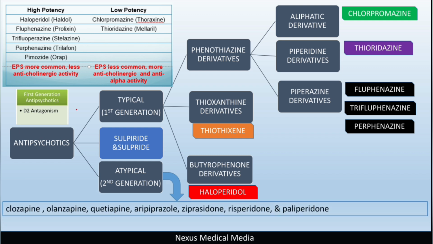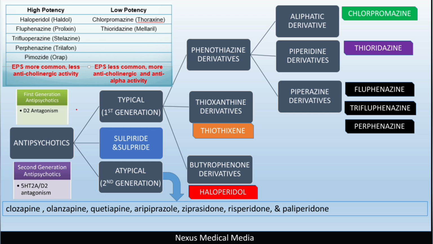The next group is atypical. The atypical antipsychotics, the mother of all is clozapine. Other drugs you get there are olanzapine, quetiapine, aripiprazole, ziprasidone, risperidone, paliperidone, and many more. These second generation drugs mainly inhibit D2 and 5-HT2A, so it's serotonin. Second generation antipsychotics are more likely to cause metabolic syndrome.